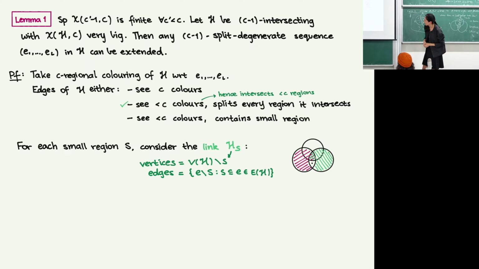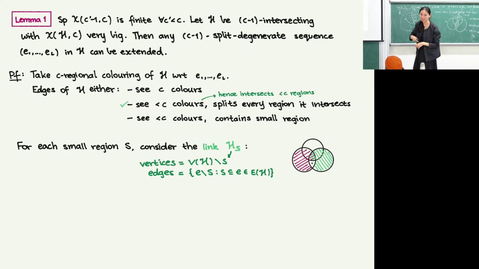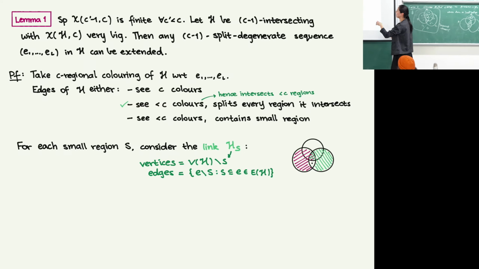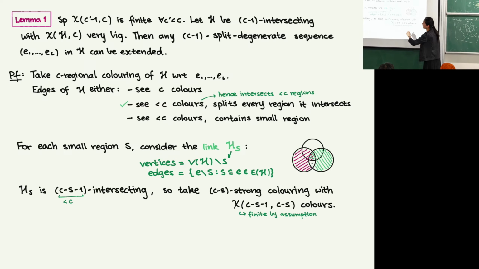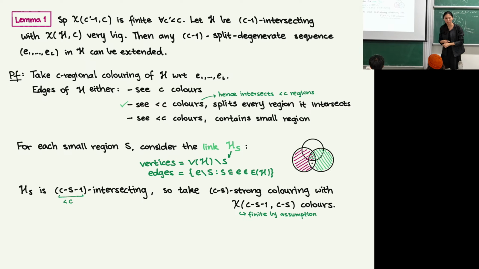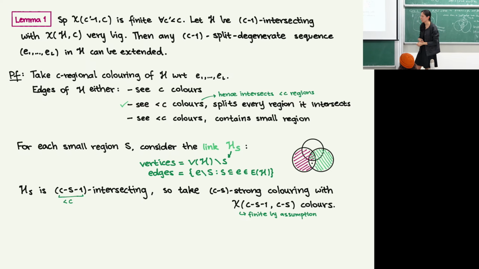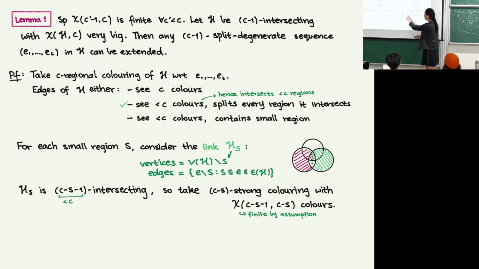Okay, so the thing is, though, my graph was C minus 1 intersecting. I've deleted S vertices from it, so this link is actually C minus S minus 1 intersecting. Right. And now I can take a C minus S strong coloring with chi of C minus S minus 1, C minus S colors. And we know this is finite because that was sort of our inductive assumption here.